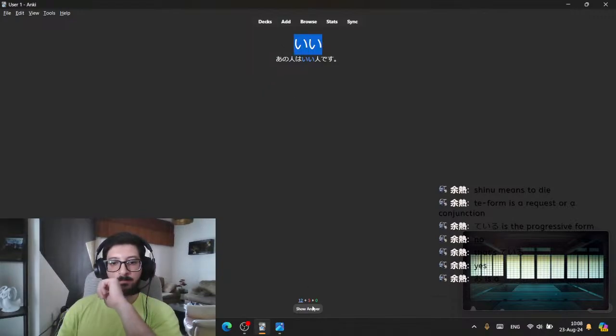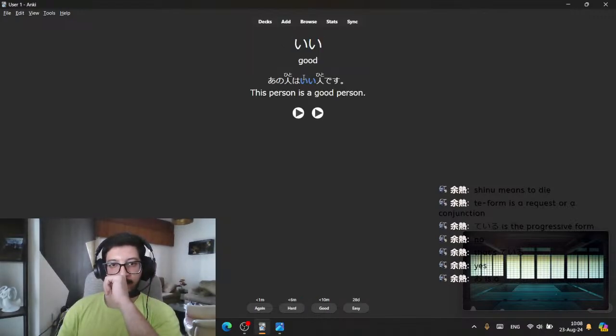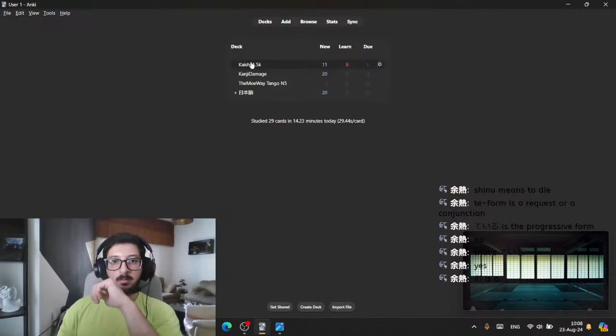いい。あの人はいい人です。But I mainly do these two, the Kaishi and the Tango. This kanji deck I didn't like it. I don't know. I didn't like it. I like this one. And this one I don't do it. I didn't do it every day. But mainly these two.